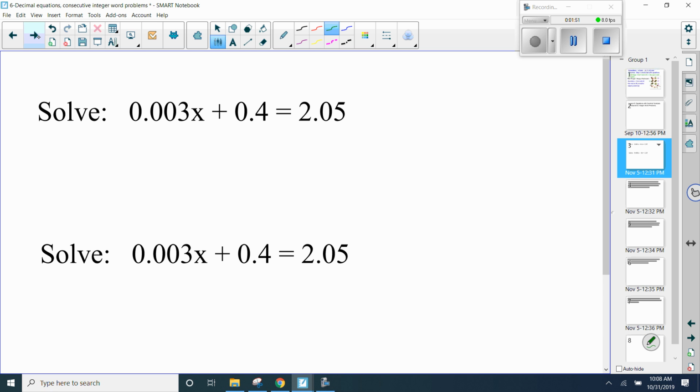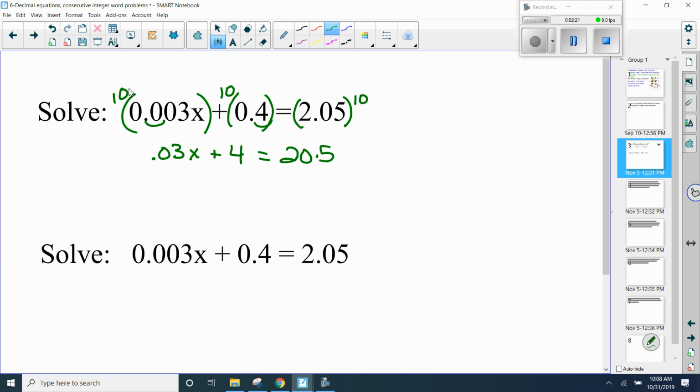If you multiply by 10, what do you do? You move the decimal once. So if I were to multiply this side by 10, I would use the distributive property, which means I take each one of those values times 10, but I'd also have to take the right-hand side of the equation times 10. If I do that, you move your decimal point over one place, and you get 300x plus 4 equals 20.5. That didn't get rid of the decimals, did it? It got rid of one of them, but not all of them.